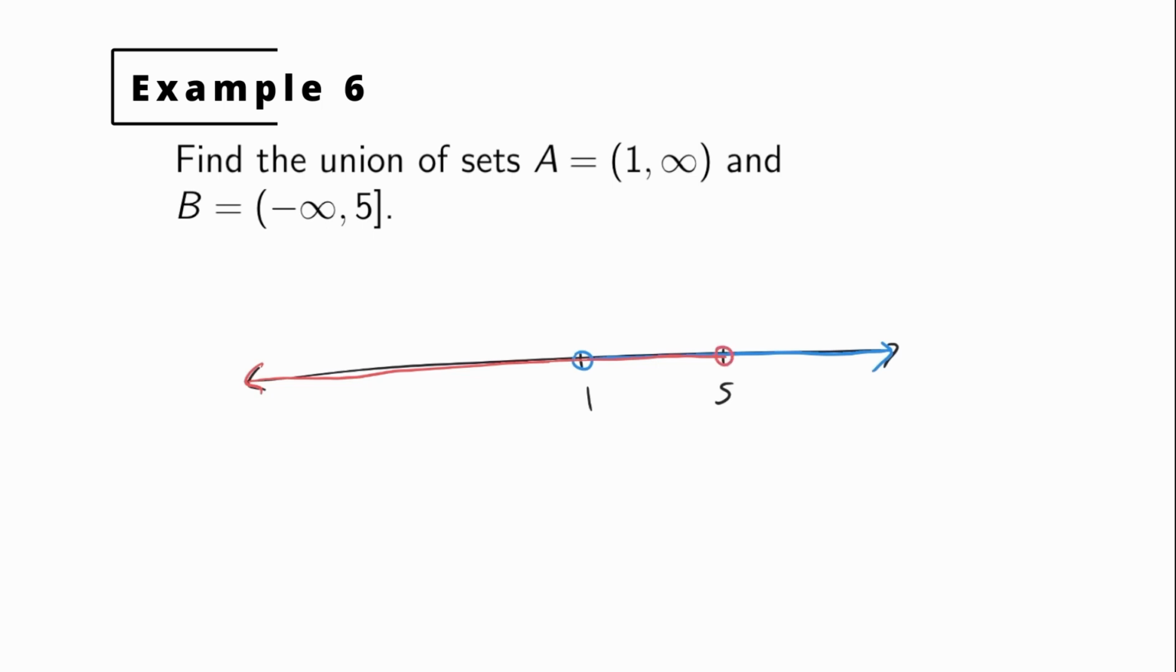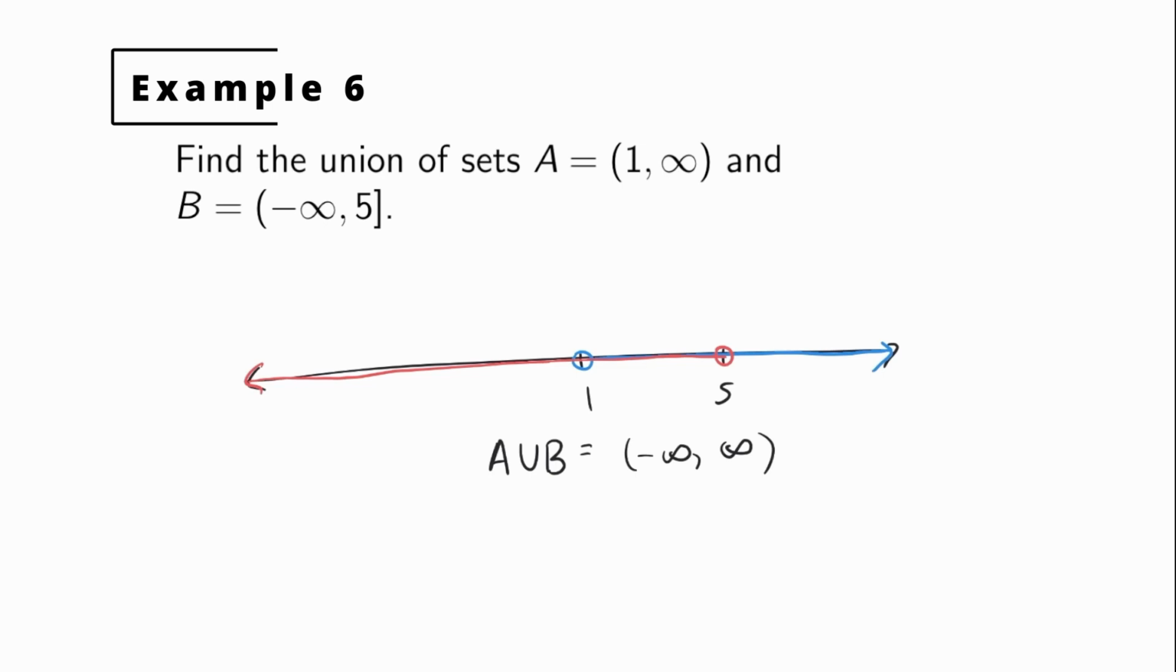Now, for the union though, the union is everything that is included that we've graphed. Everything at all. So everything that's red, everything that's blue, that is what the union is, right? Everything that's in A or in B. So A union B in this case, it's everything from negative infinity to positive infinity.